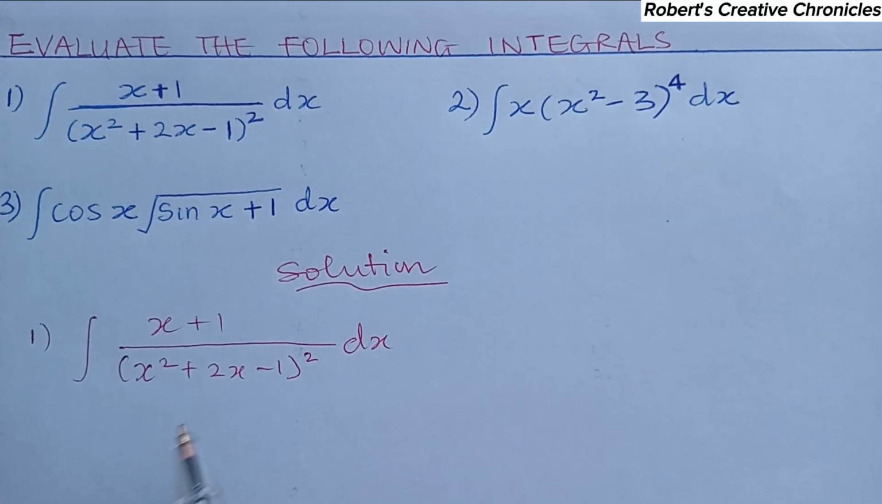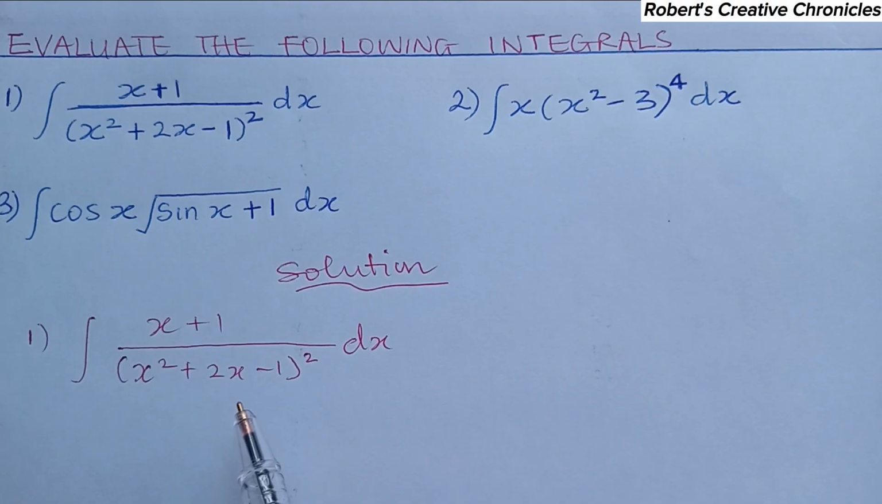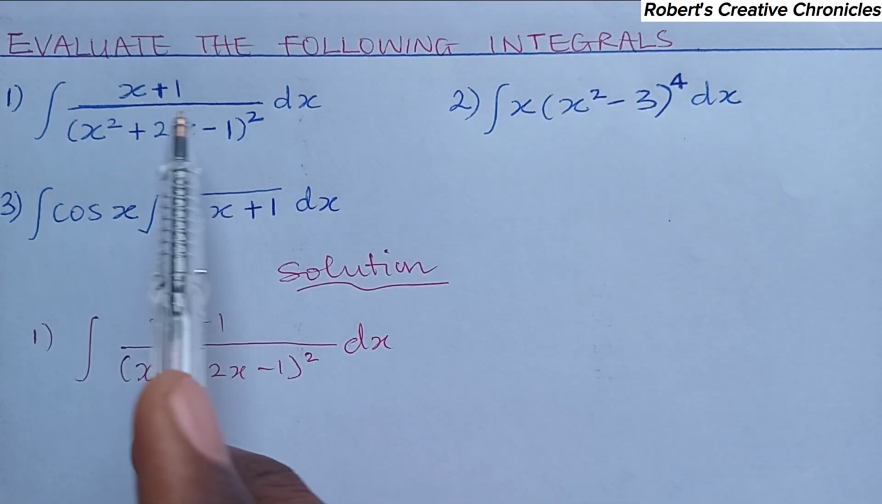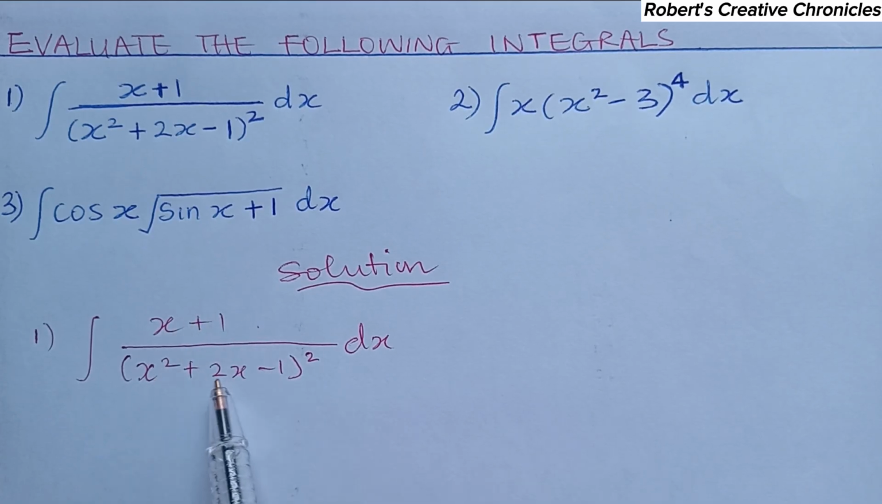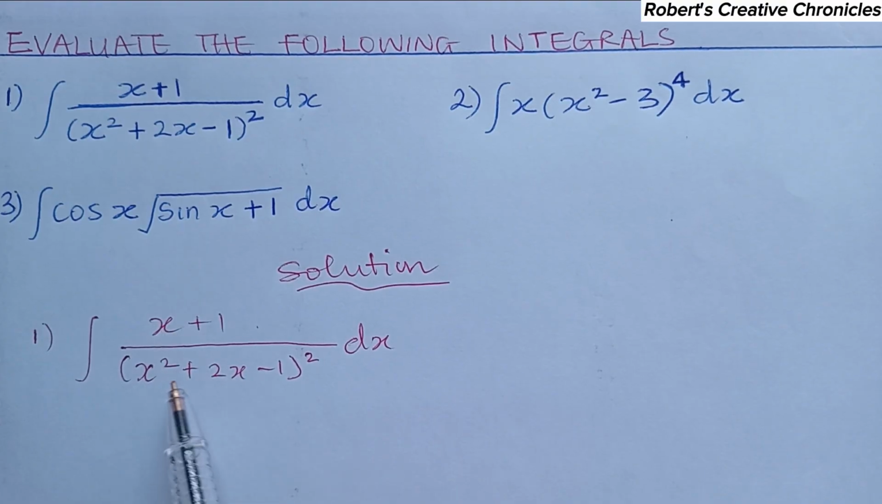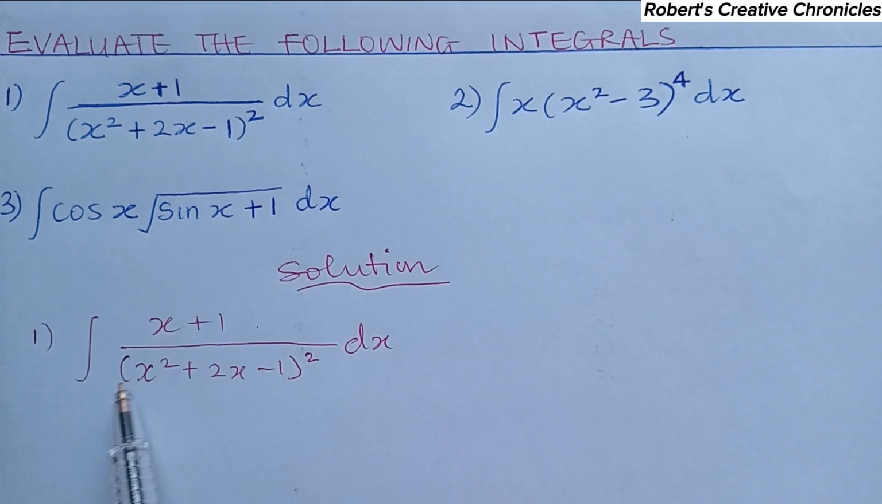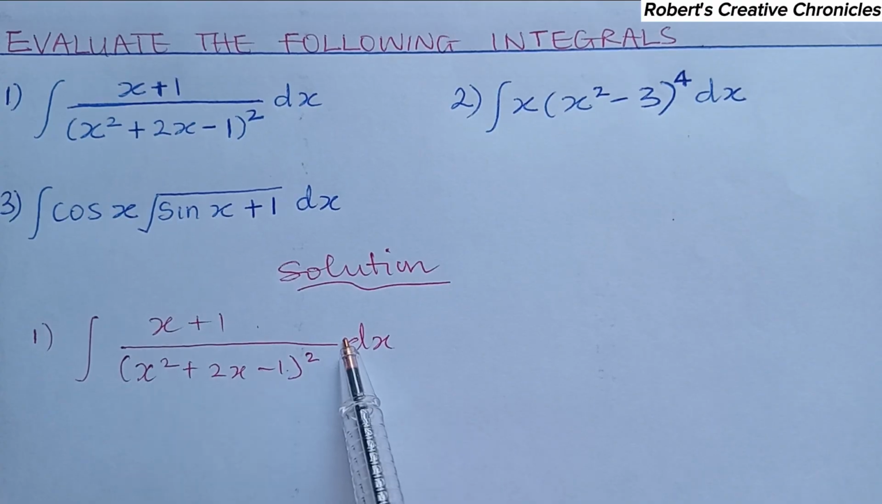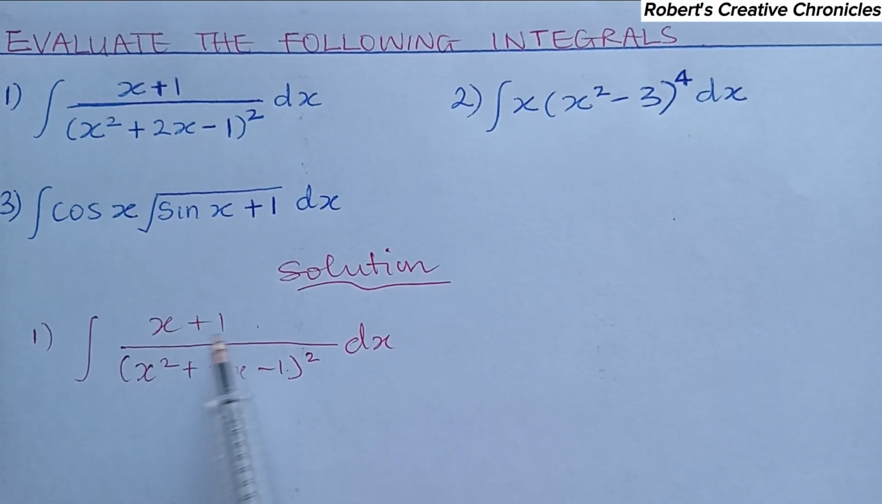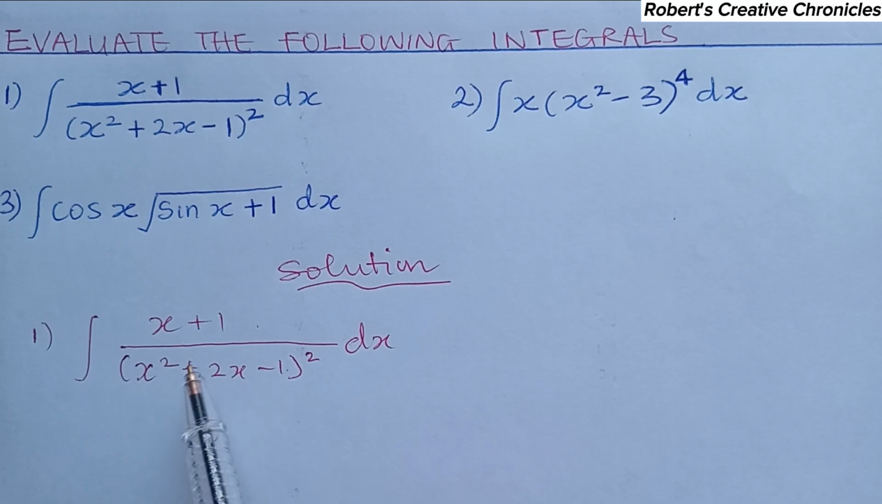In this one, we're going to use the simple substitution technique of integrating functions, because you can see that x plus 1 and x squared plus 2x minus 1 are functions of x. If you differentiate one of these functions, the second one, the bottom one, you get a function that will cancel this one. So we cannot use direct integration, obviously. The only method we can use here is simple substitution.